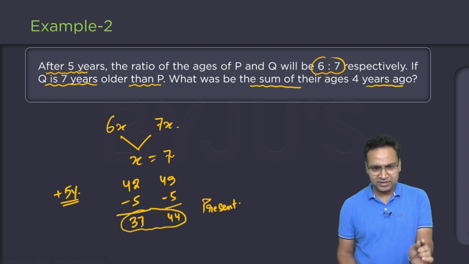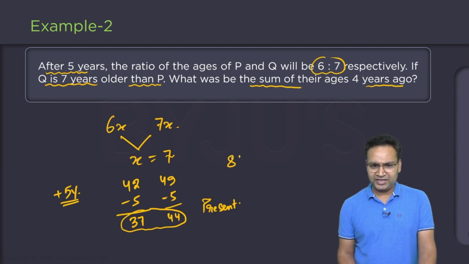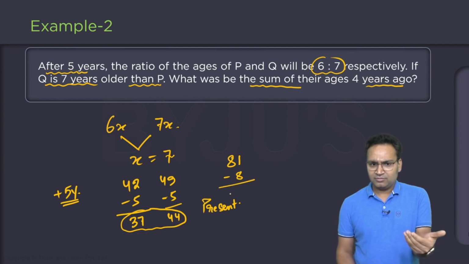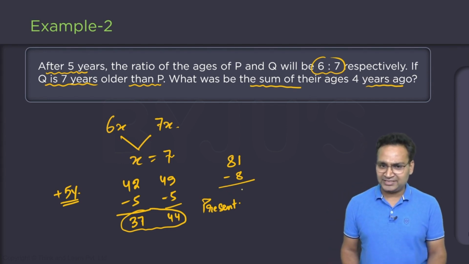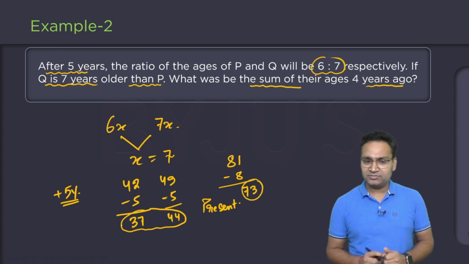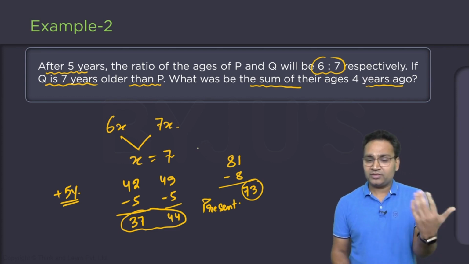What is the current sum? Let's look at this. 37 and 44, 30 and 40 is 70, and 7 and 4 is 11, so 81. The sum of the present ages is 81. Then minus 8, obviously. If I take 81 minus 8, what is it? 73. So what is the required answer for this question? 73. Okay. Now we can do it in some other way.